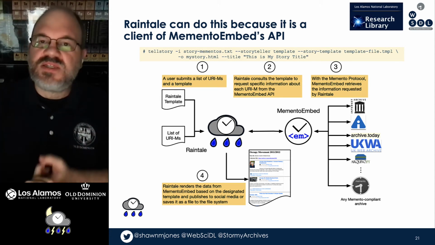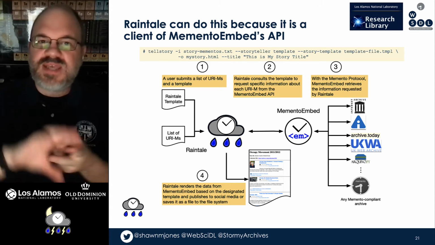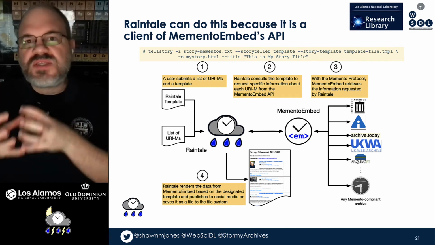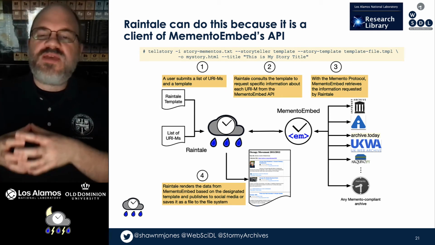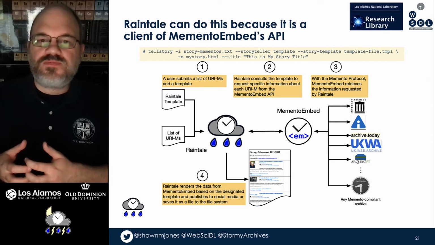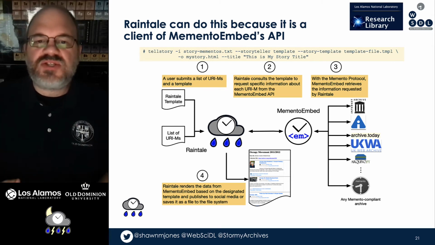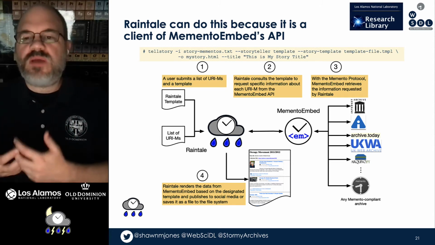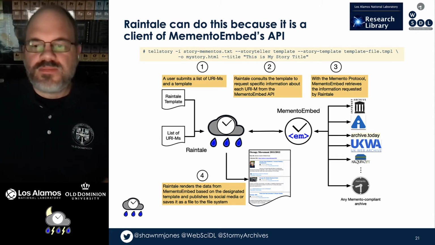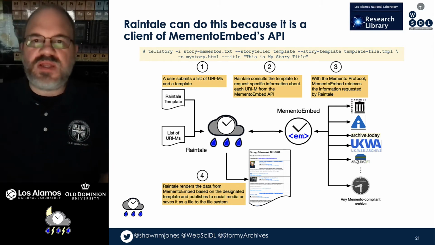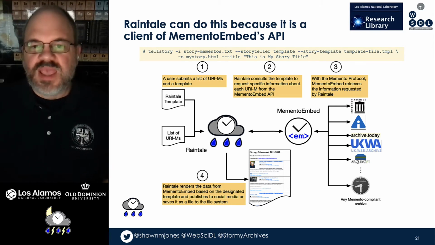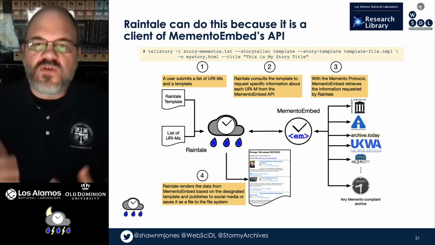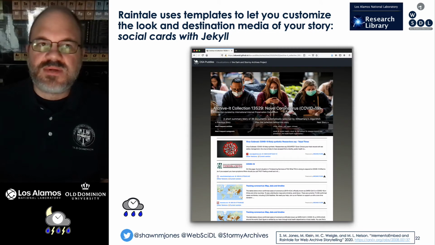Once the user submits a list of URI-Ms, a list of mementos, and a template file, Raintail is off and running. It consults the template to try to figure out what information it needs for each memento. And then it asks Memento Embed for that specific information for each memento from whichever web archive that memento comes from. And Memento Embed supports any Memento-compliant archive. Once it finds this information, it feeds it back to Raintail, who then renders the overall story using the template.